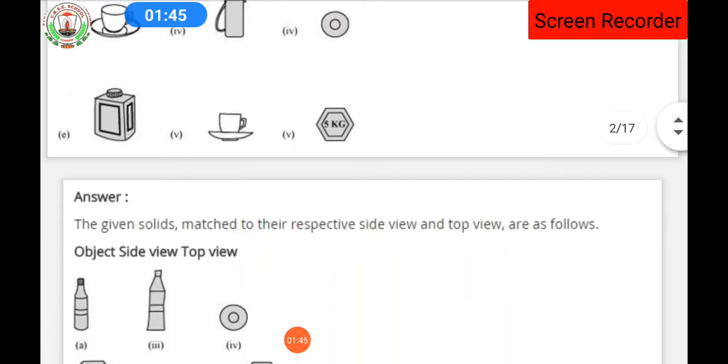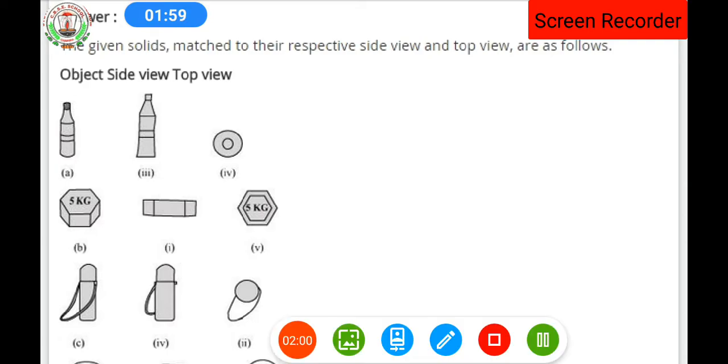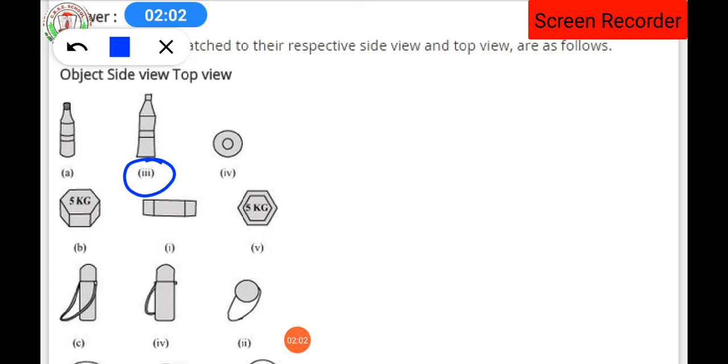Clear? So look at how the solution will be. Here the given solid shapes are matched to their respective side view and top view as follows. As we have the bottle, we have matched it: this one is the side view, and the next one is your top view.